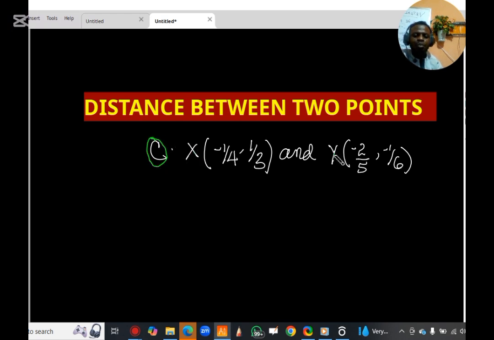All right, so we go to the next question, which is point X and point Y. From here now we have that our x1 is minus 1/4 and y1 is 1/3. Yes, 1/3. Then x2 is minus 2/5 and y2 is minus 1/6.